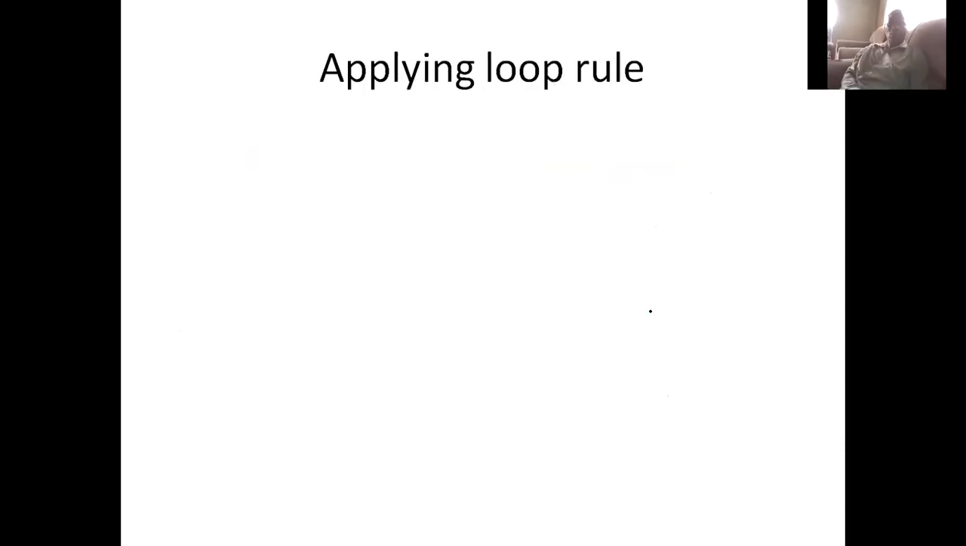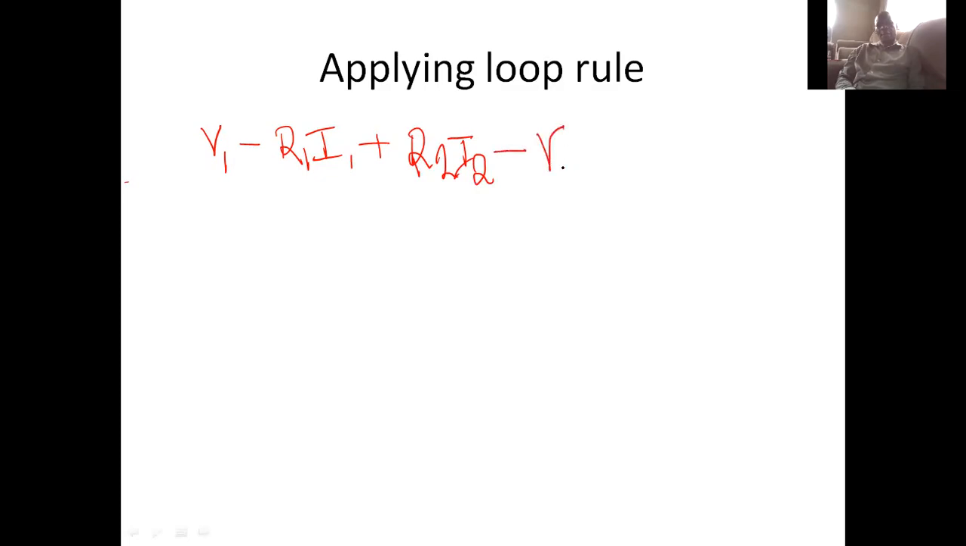Now, applying the loop rule, as we indicated, we said that V1, which was positive, minus R1 I1, because this is in the same direction as the current. And then we had positive R2 multiplied by current number 2. Then minus V2, which is equal to zero.